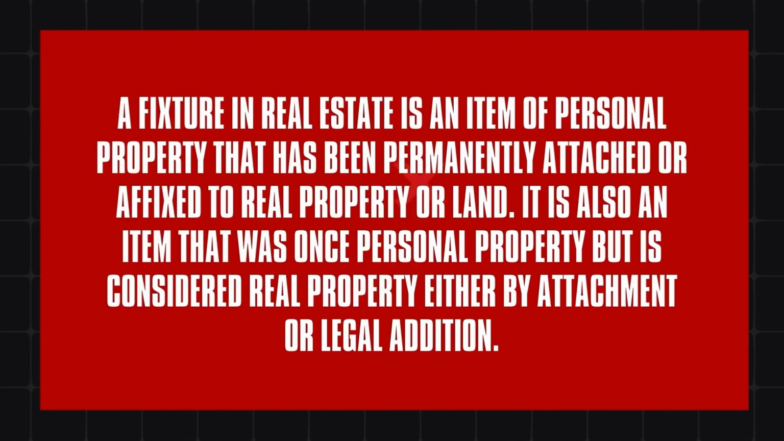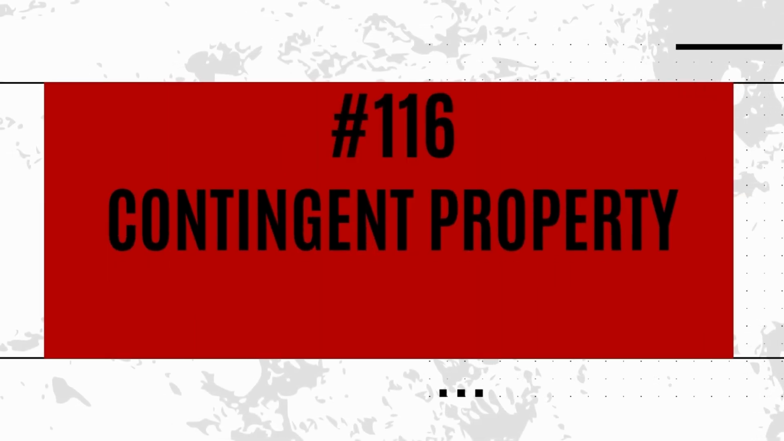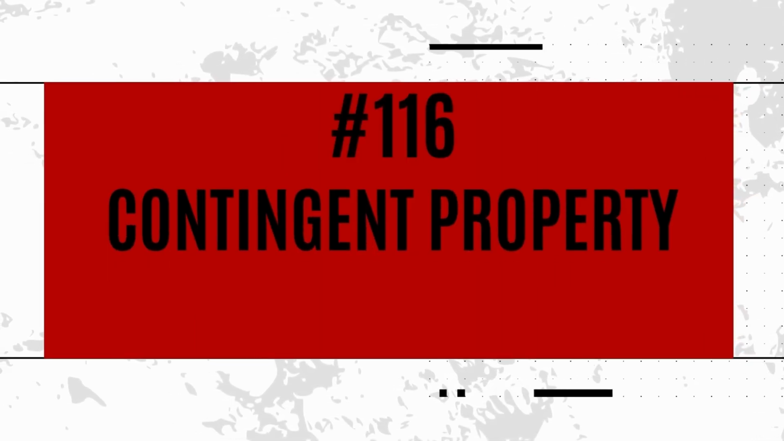In real estate, a fixture is an item initially considered personal property, but becomes part of the real property when it's permanently attached or legally added to the land. Essentially, it's when personal items transform into real estate features due to their connection with the property. Contingent property. Go ahead, take a wild guess.